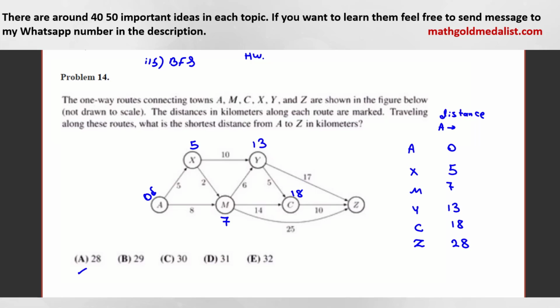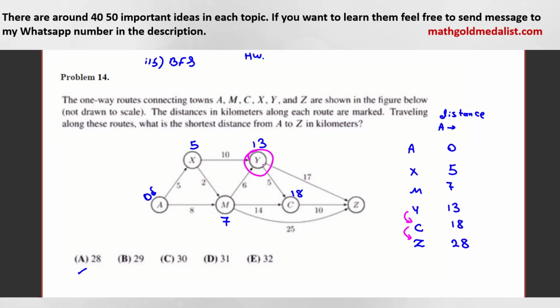Now let me also tell you something. We can find the path. How did we reach 28? We solved the problem completely, but I want to see how we should go to reach Z with distance 28. How did we select 28 for Z? 18 plus 10. So from C, we went to Z. How did we say C is 18? 13 plus 5 was 18, from Y to C.